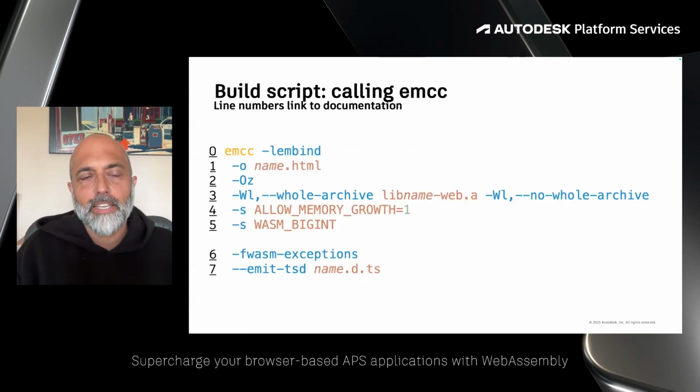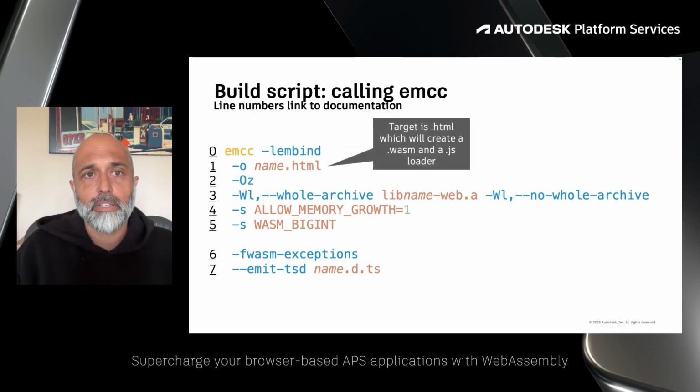Okay, so let's take a look more at how we use EMCC and what the various options are. Typically you'll use it with the embind option in order to create your bindings. That's the first thing. But in our case, we're also targeting something with an HTML extension. In our case, it was vaso.html, but you choose the name that you want, and it's going to create an HTML file, but also a JavaScript loader for your .wasm file as well.